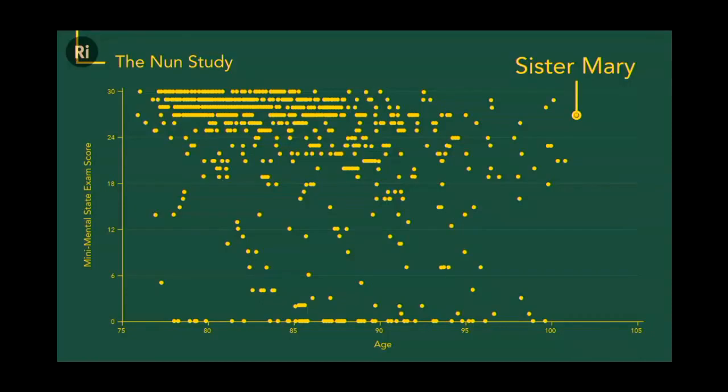So take, for example, Sister Mary here. Sister Mary died when she was 101 years old. And as you can see from her position on this graph here, she was incredibly sharp right up until her death, doing crosswords, all of this different kind of thing. And yet, when her brain was dissected after her death, it showed all of the hallmarks of having been ravaged by disease.